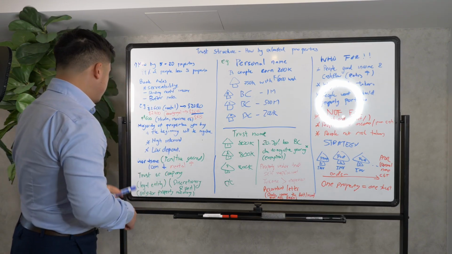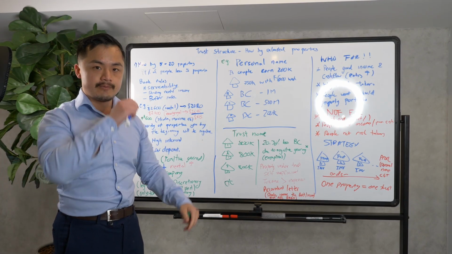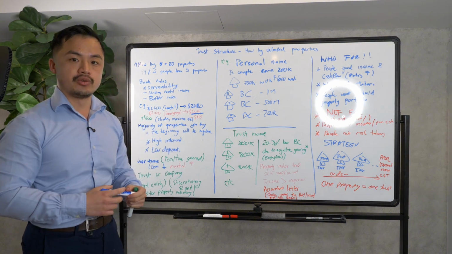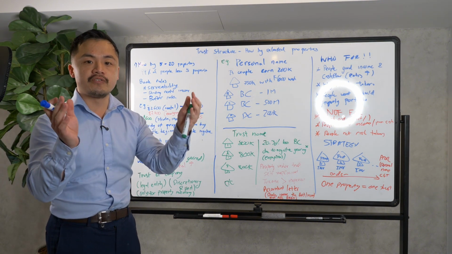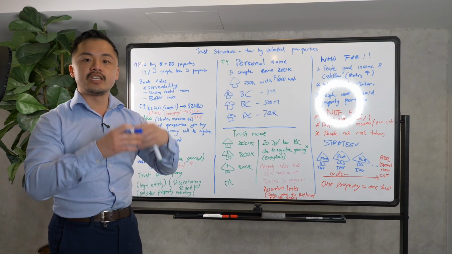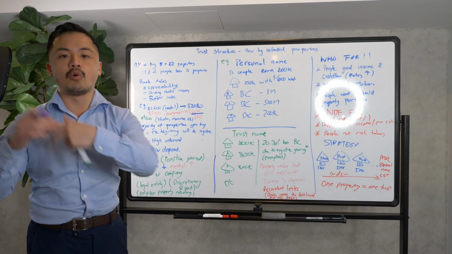Now, with the trust, there are 2 main structures: the discretionary trust and the unit trust. And I'll explain the difference between the 2. A discretionary trust means that you can control how the money and profits are distributed, which means that, let's say you made 50 grand in profits, you can choose to put 10K to yourself and 40K to your wife.